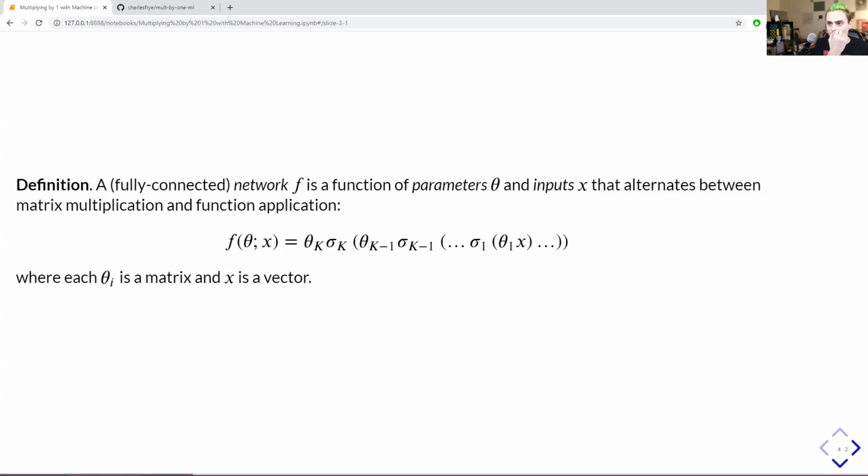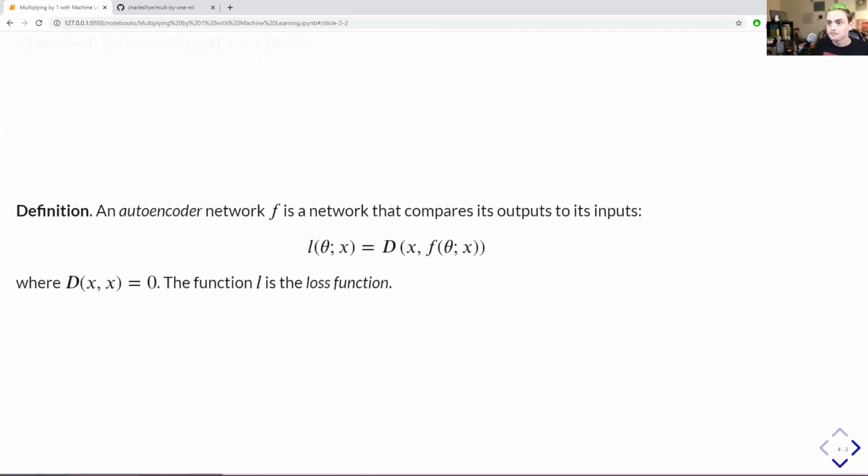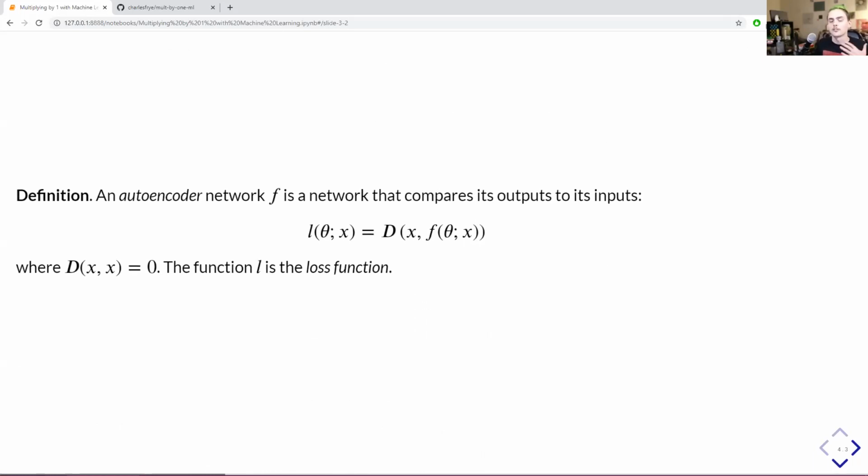A fully connected network, let's define that. It's a function of its parameters and its inputs that alternates between matrix multiplication and function application. So it's got all these nonlinearities, sigma 1, 2, up to k, and then it's also got these parameter matrices, theta 1 up to theta k. And we alternate between applying the matrix to the input and then applying a possibly nonlinear function to it. An autoencoder network is a specific type of network, one that compares its outputs directly to its inputs as opposed to comparing them to something else.